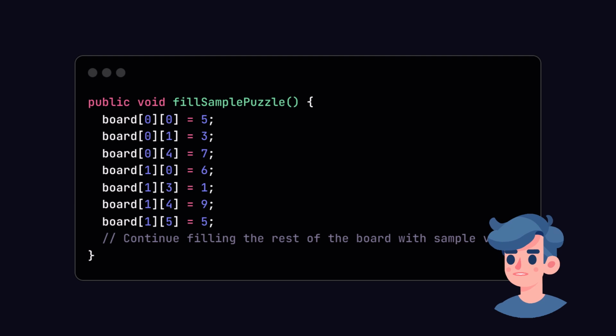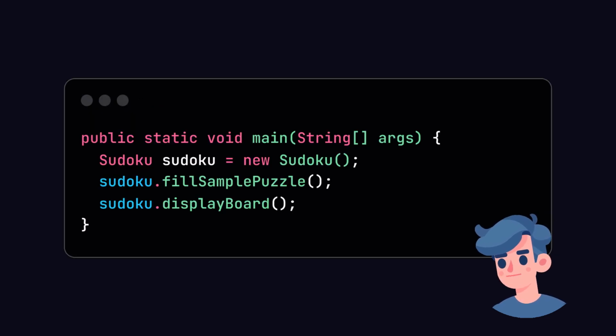With our board displayed, it's time to fill it with a sample Sudoku puzzle. We will create a method called fillSamplePuzzle. For simplicity, we'll fill some cells with predefined values. Here's an example of how we can do that. Let's call this method in our main method and see what the Sudoku board looks like with some numbers in it.